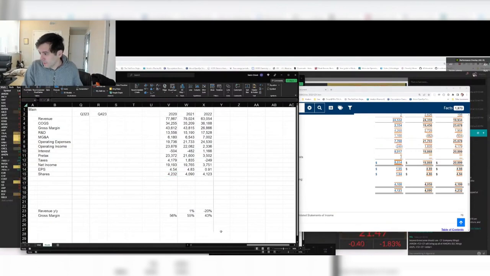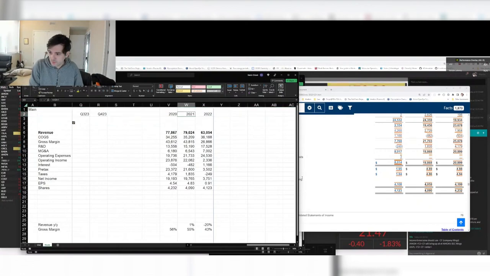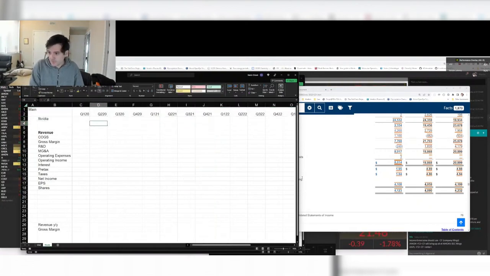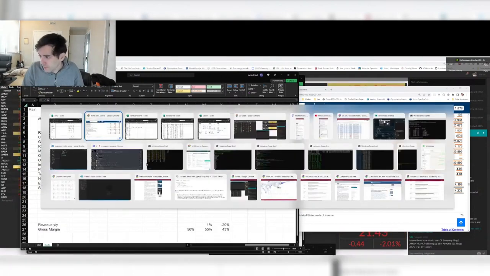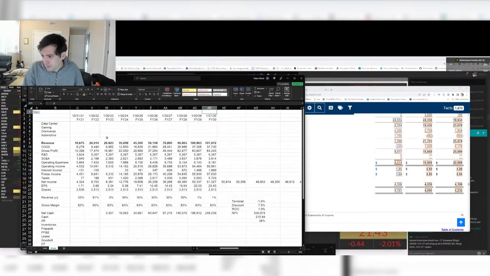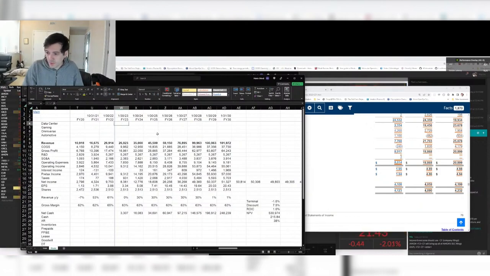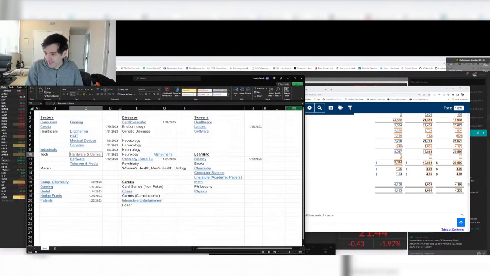I actually want to look at Nvidia real quick, just so you can get a sense for just how different these two companies are. Let's see. Okay, so Nvidia's a lot smaller revenue-wise, even though they've got 3 times the market cap. Isn't that funny? All right, let's look.